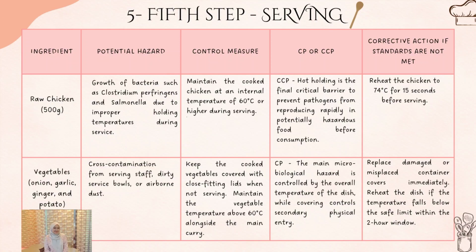For the vegetables, the main hazard is cross-contamination from serving staff, dirty containers, or utensils. Therefore, the food should be kept covered and maintained above 60 degrees Celsius. If the temperature drops, the entire dish should be reheated within the acceptable time limit.